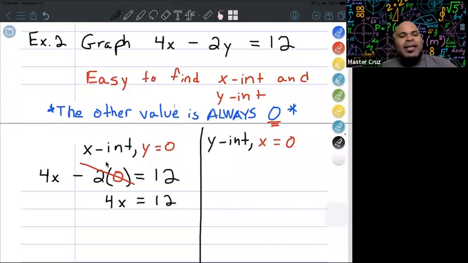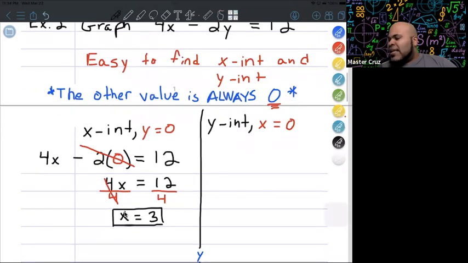So with 4x equals 12, it is very easy to solve for x. You're going to have 4x. x is not by itself, it's being multiplied by 4. So we're going to divide by 4 on both sides, and you get that x equals 3. 12 divided by 4 is 3. So I just found the x value.